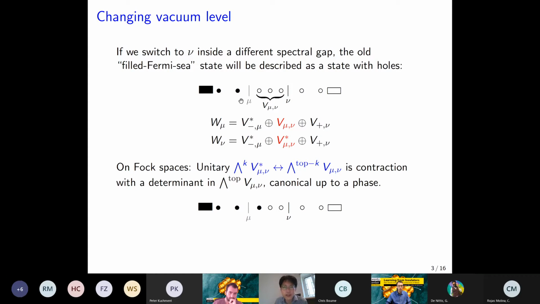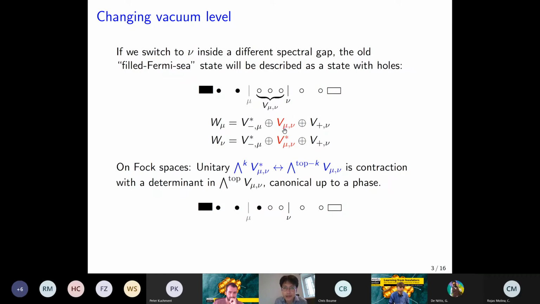Then what you used to call a filled Fermi sea will now be a state with 3 holes. So when you change the vacuum level, you produce some holes in this case. What happens is that with respect to nu, the decomposition has changed into positive and negative energy states. The particular bit that has changed is the status of all the states with energies lying between mu and nu.